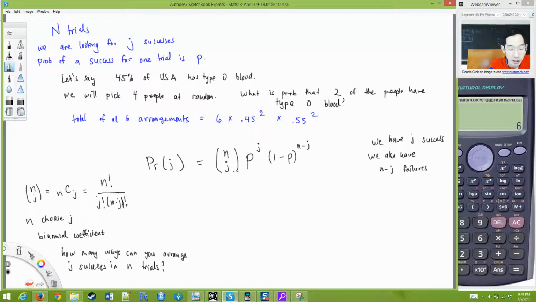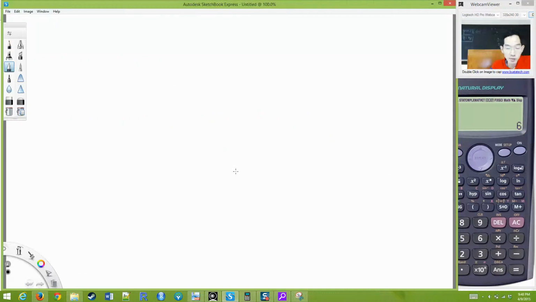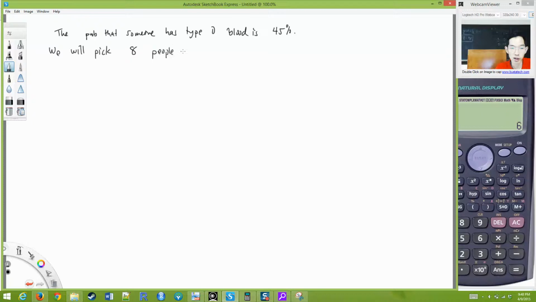So we arrived here. Okay, so let's just do a sample problem and just check our understanding. Let's say the probability that someone has type O blood is, we'll say 45%, and we will pick 8 people at random. What is the probability that 5 people have type O blood? Okay, so go ahead and take a minute to figure that out.